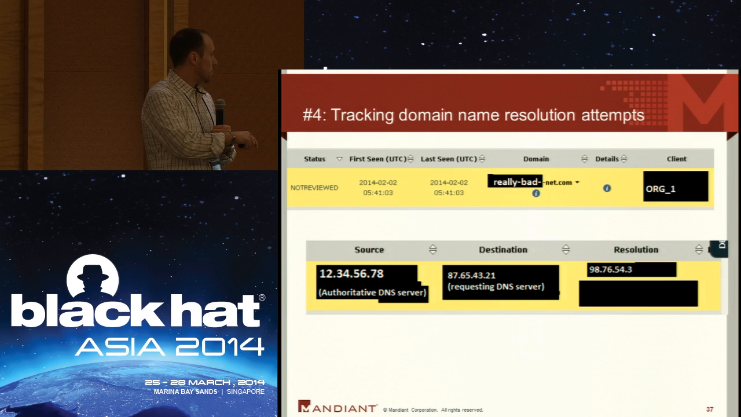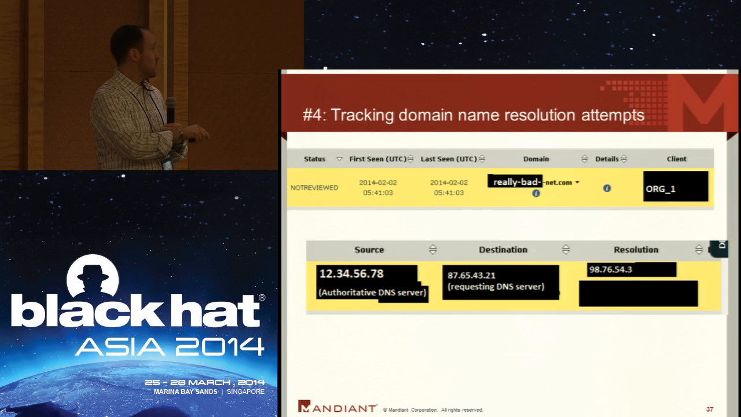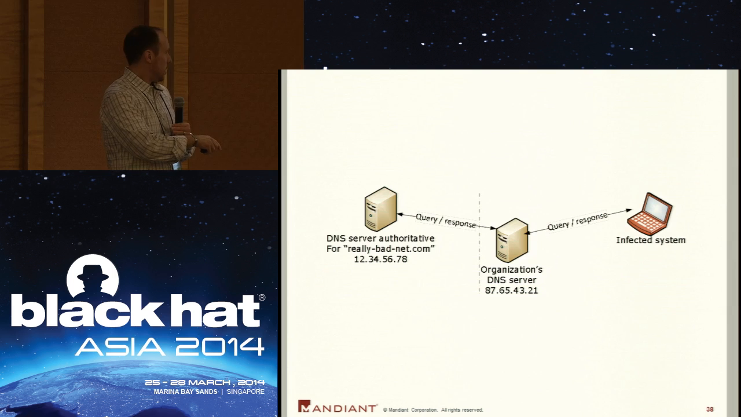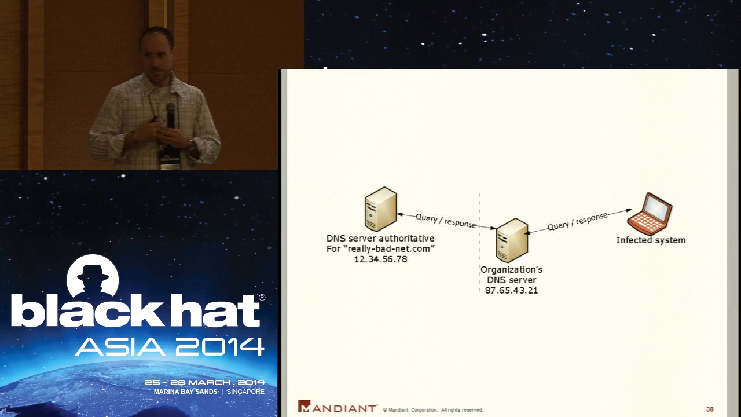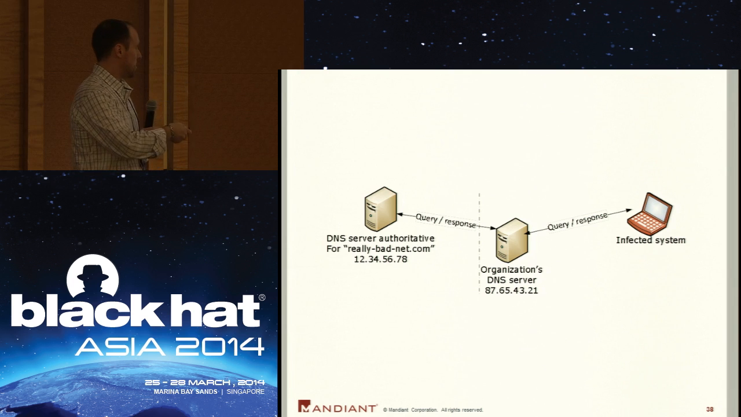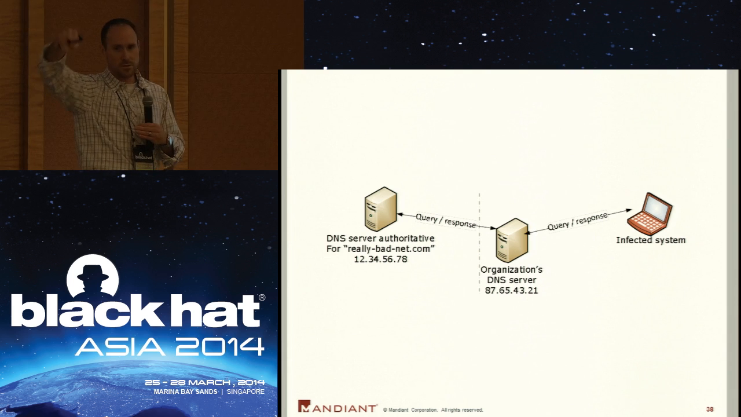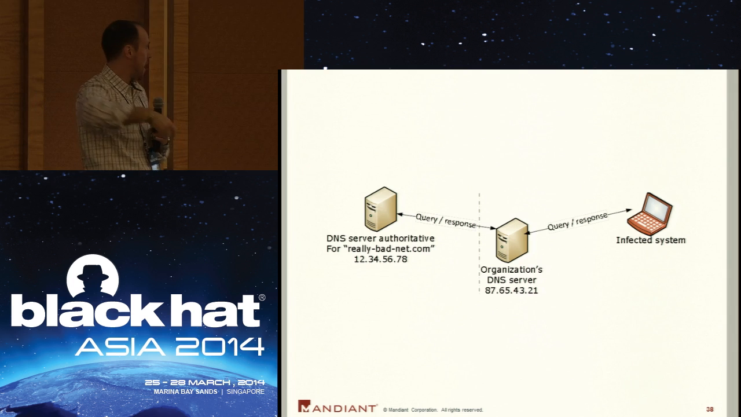So bottom line, a particular system, this requesting DNS server, 87654321, requested and successfully resolved reallybadnet.com. And this was the authoritative DNS server. That's not really that important. So here's one case. If this is the way your DNS works in your organization, then you're lucky, because this is the simple case. The infected system queried their DNS server, which relayed the query out to the internet, went through its recursion if necessary, and then came back.